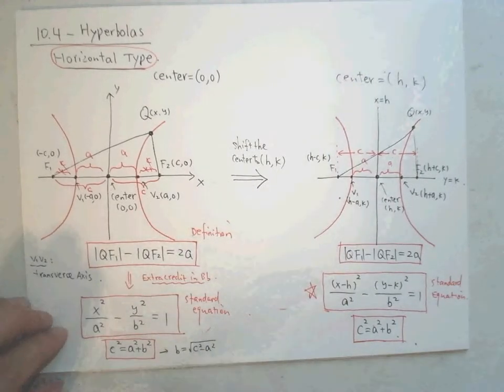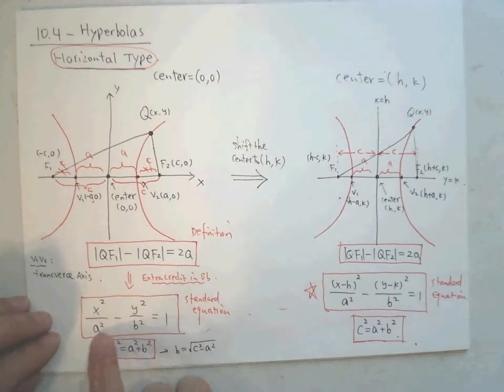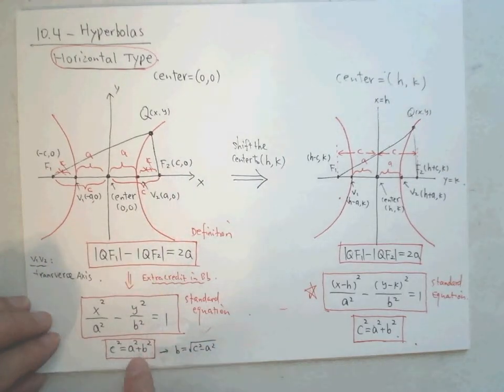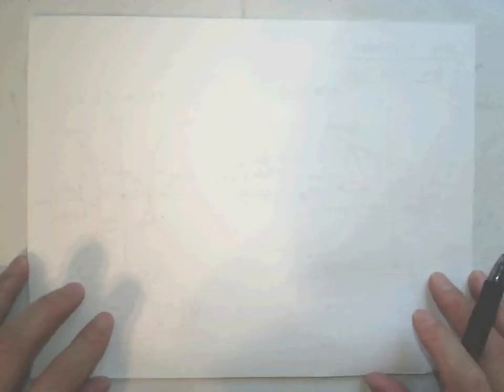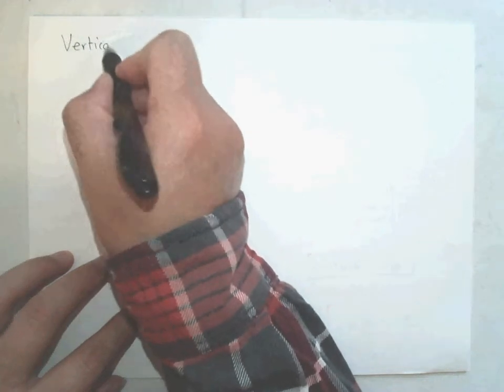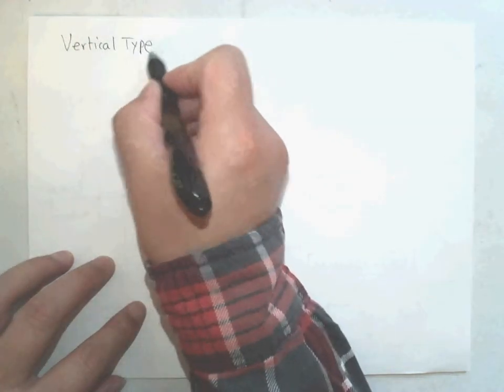Then I am going to draw the second type, which is the vertical. Also, how to deal with a, b, c in the geometry, we are going to show you later. We will have another concept called the asymptote. The asymptote can show you the exact relationship between a, b, c later. Horizontal, and then we go to vertical. So the second is the vertical type.